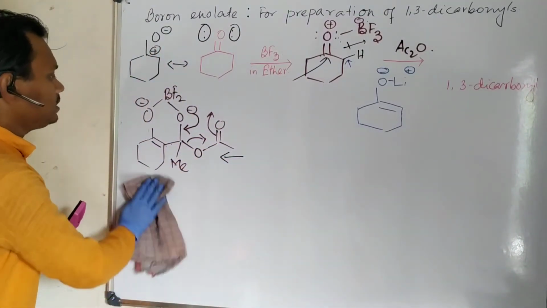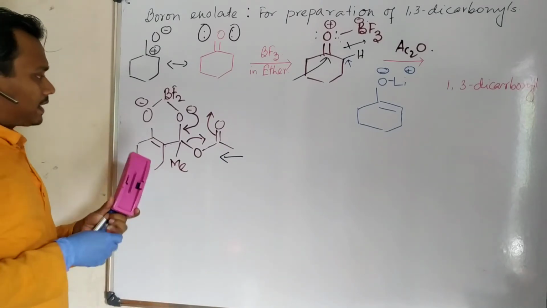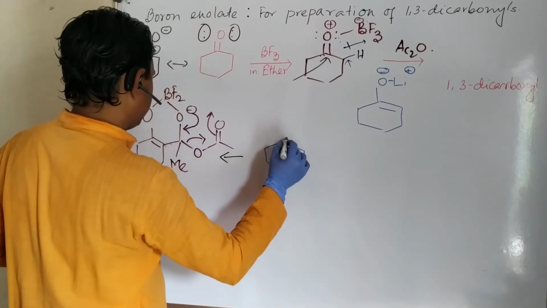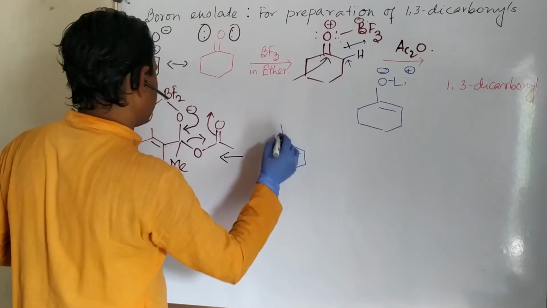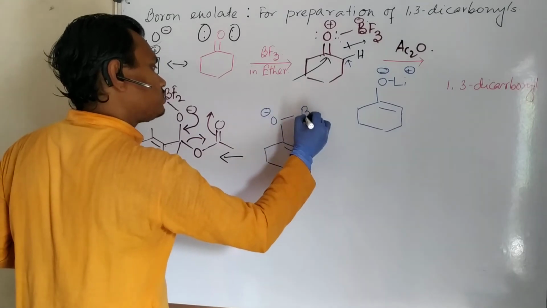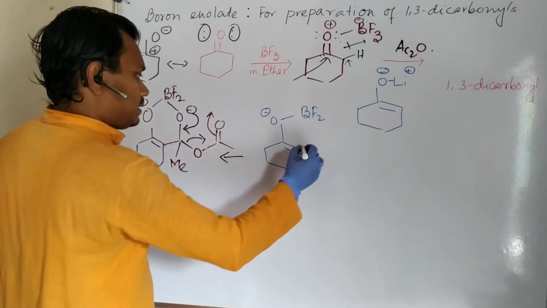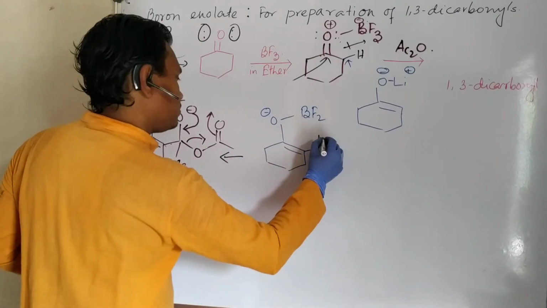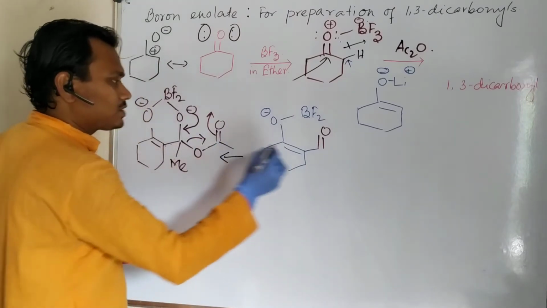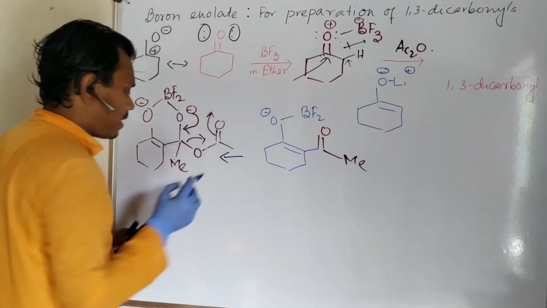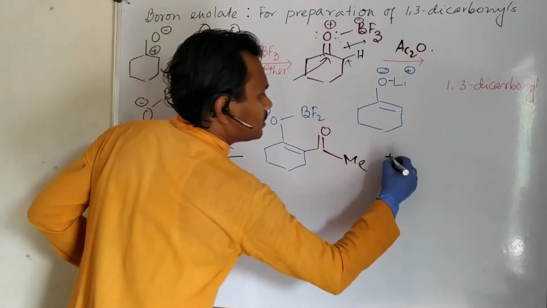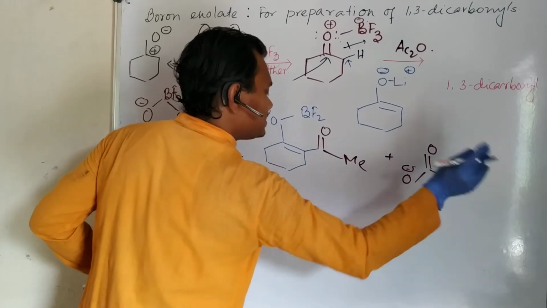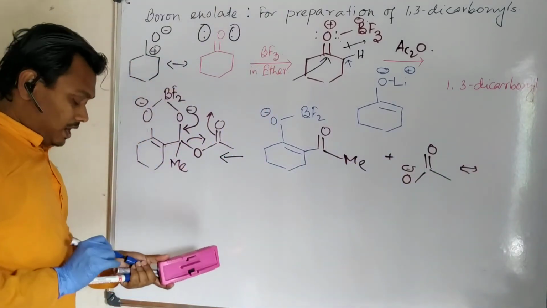See, in this case, what is the final product? Here, this is actually an enol O minus attached to BF2. Here, this is attached to a double bond O, and that double bond O is attached to methyl. Because this part, this OAc plus this O minus, is resonance stabilized, so no problem, it can be a good leaving group.